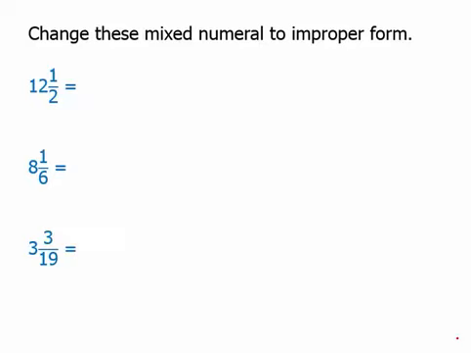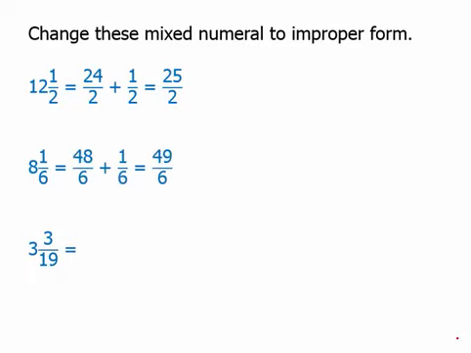12 and a half, we'll multiply that 12 by 2 over 2, and so that becomes 24 over 2 plus 1 over 2, that's 25 over 2. We'll multiply the 8 by 6 over 6, so it becomes 48 over 6, plus 1 over 6 equals 49 over 6. We'll multiply the 3 by 19 over 19. 3 times 19 is 57. So 57 over 19 plus 3 over 19 gives 60 over 19. Those are the improper fraction forms of those mixed numerals.